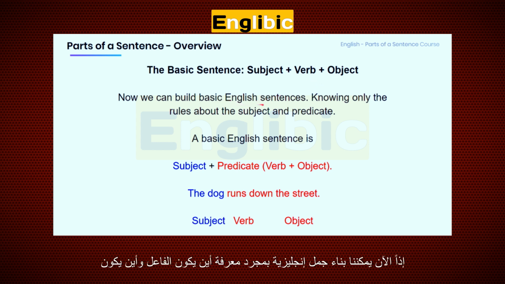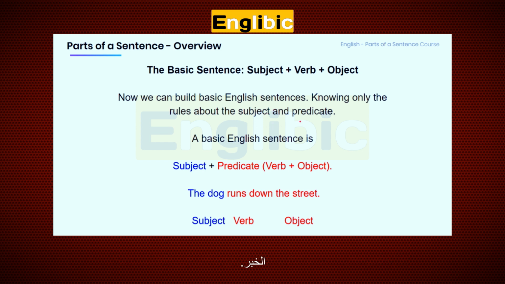Okay, so now we can build English sentences, just knowing about where the subject is and where the predicate is, right? So we follow this formula, subject plus predicate. Okay, just remember that. And predicate, verb plus object. The dog runs down the street. Subject, verb, object.